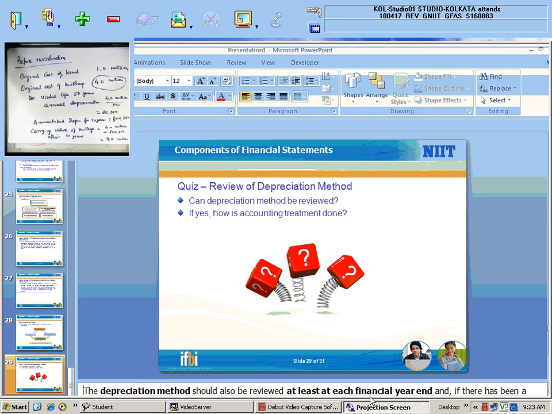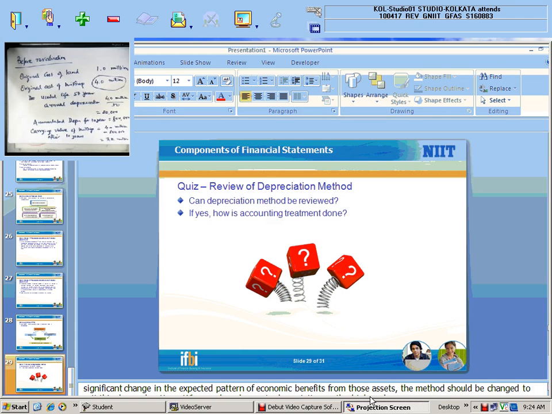Okay, so what is the accounting treatment done when a depreciation method is reviewed? The change in method should be accounted for as a change in accounting estimate. So if there is a change in depreciation method, it should be treated as a change in accounting estimate. And the depreciation charge for the current year and future periods only should be adjusted. There will be no retrospective adjustment. For changes in accounting estimate, there cannot be any retrospective adjustment.